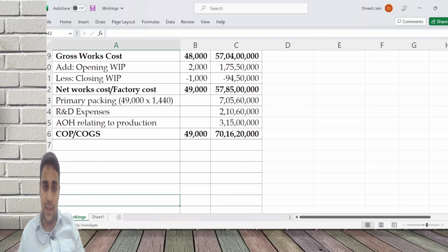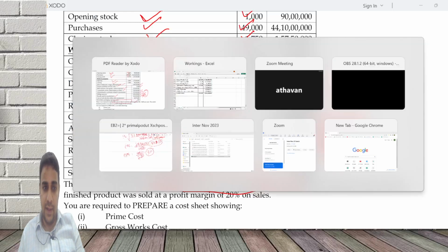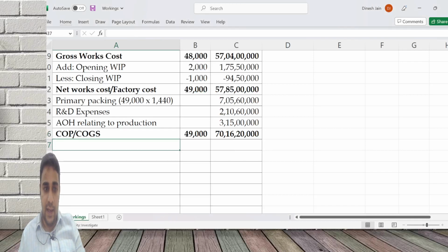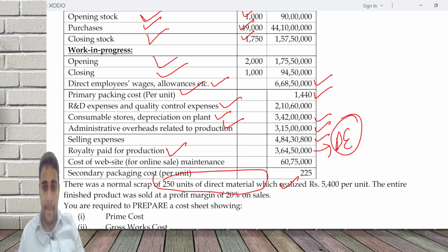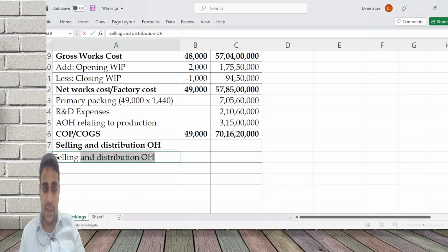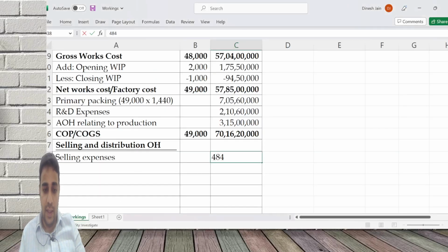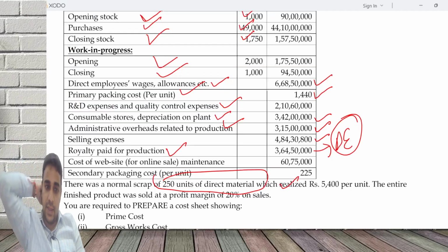COP/COGS. Admin, I think nothing is given. Relating to production, we have captured it already. Selling and distribution overheads. In that we have selling expenses, 4 crore 84 lakh 30,800. 484,800.